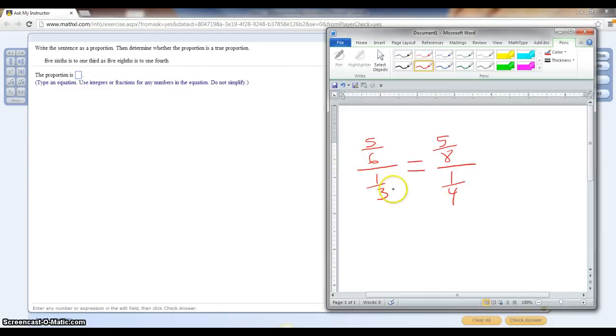Now, this is how you would have to actually type it into the MyMathLab. You would have to take your 5/6, then hit the division sign, 1/3, then the equal sign, then 5/8 divided by 1/4. Now this is what it's going to look like. This represents this here.